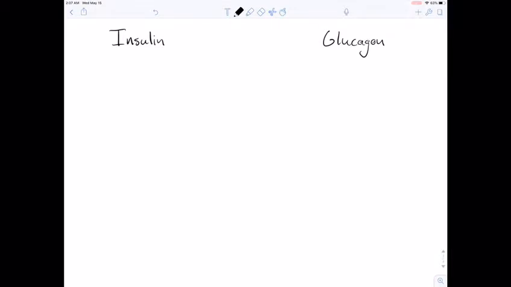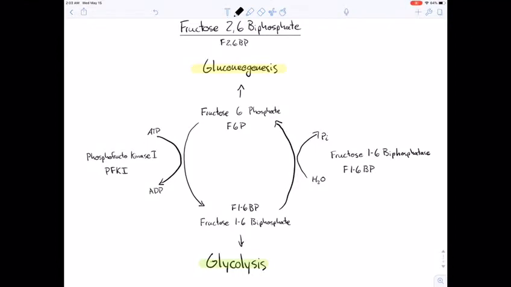But let's take a step back for a second. As you may remember, there are two very important hormones that help regulate glycolysis and gluconeogenesis: insulin and glucagon. Glucagon helps to reduce the amount of F26BP present, while insulin increases the amount of F26BP. What does this mean? How does this occur? What exactly does F26BP do?